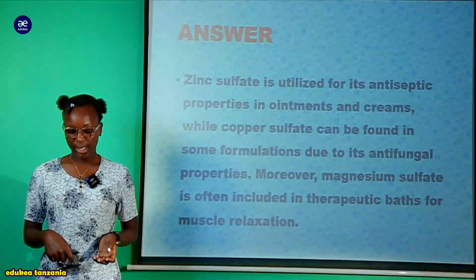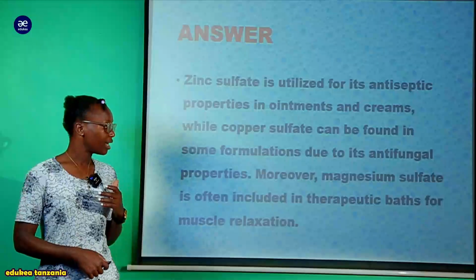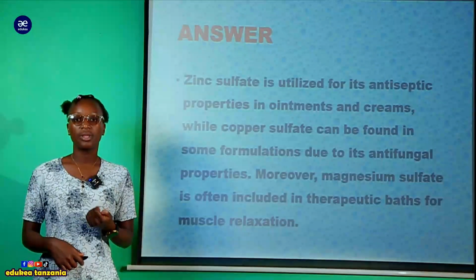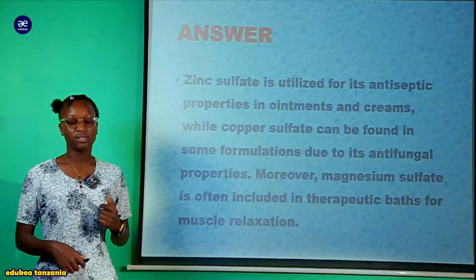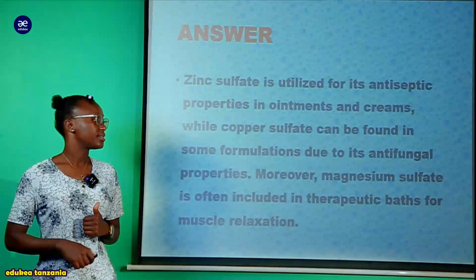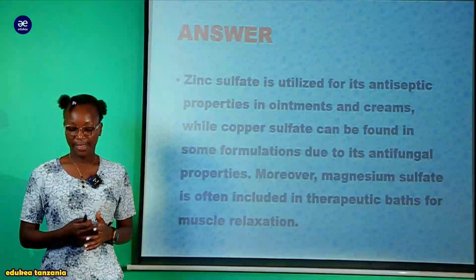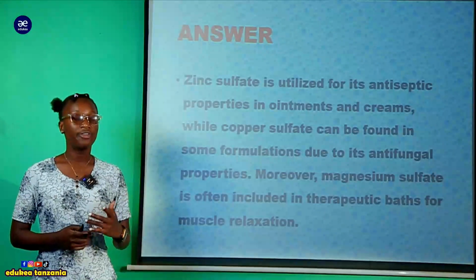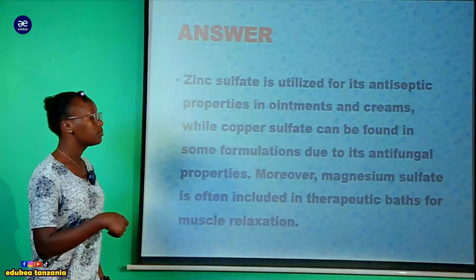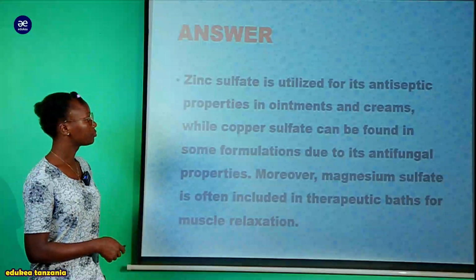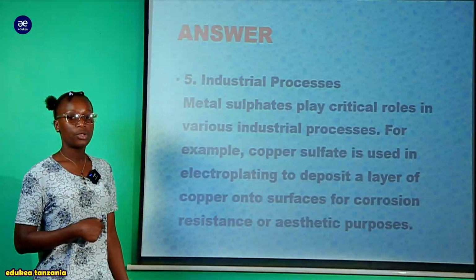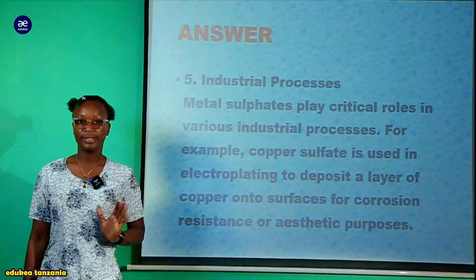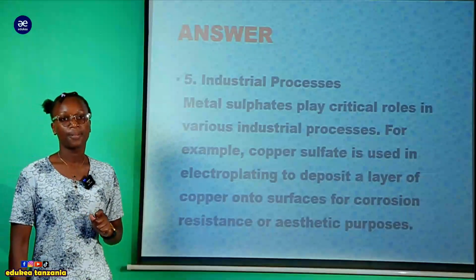So you can see that the magnesium sulfate, which is a compound of the sulfate or the metal sulfate, play the significant uses katika this kind of therapy in issue of pharmaceutical field. I hope there is more than this. Another uses is industrial processes. Industrial field. Sisi tuje kwenye industrial processes.